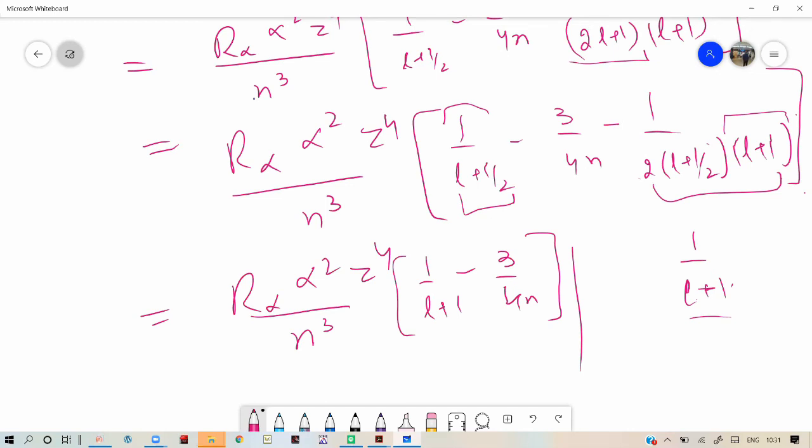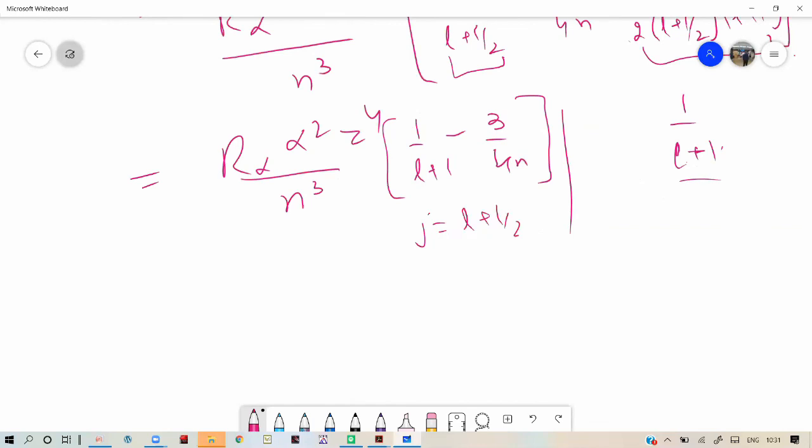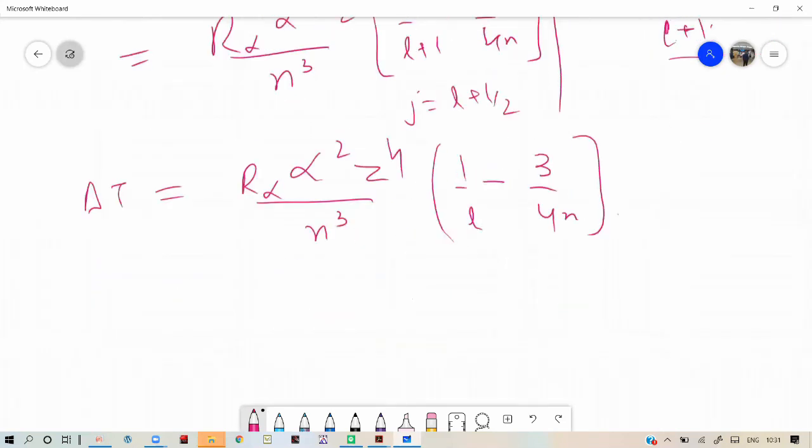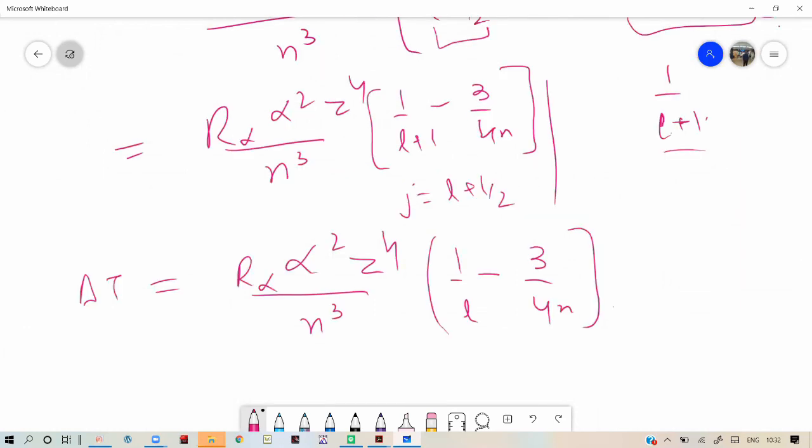By 4n. This is for j equal to l plus half. Now j equal to l minus half will be similarly, I can use that value R infinity alpha square Z4 divided by n cube into 1 by l, that will remain minus by l divided by 3 minus 4n. These are the two equations. This is the term shift, net term shift because of the spin orbit plus relativistic in case of hydrogen atom. This is for hydrogen atom.